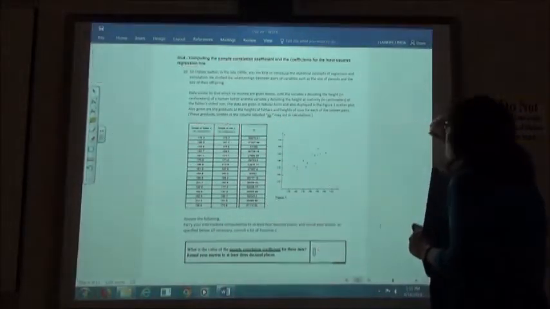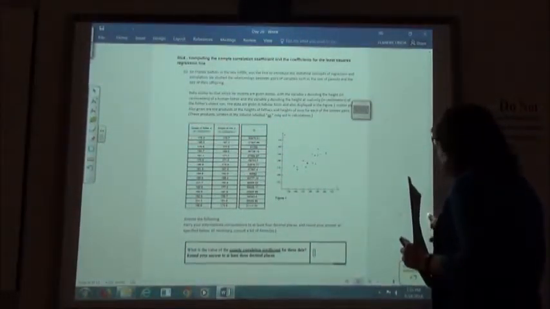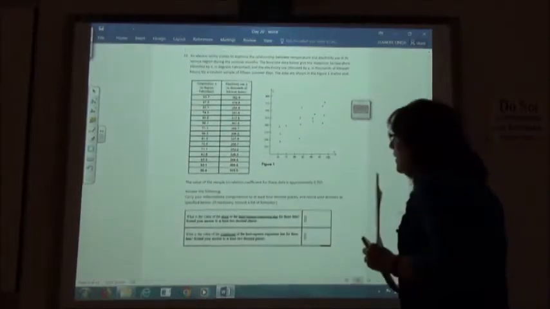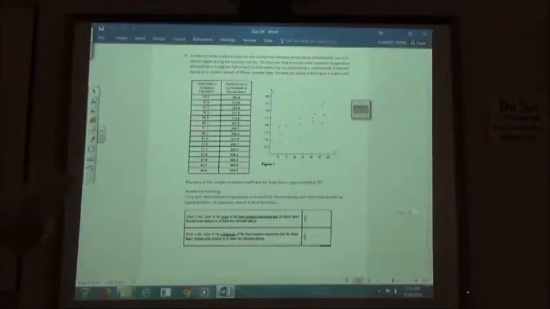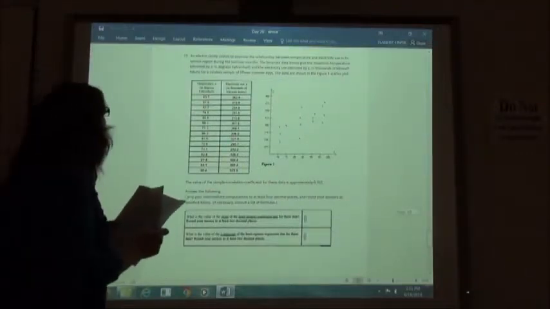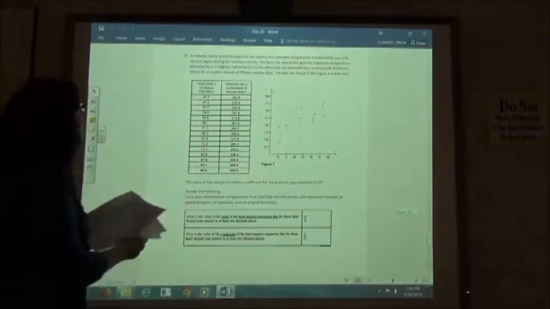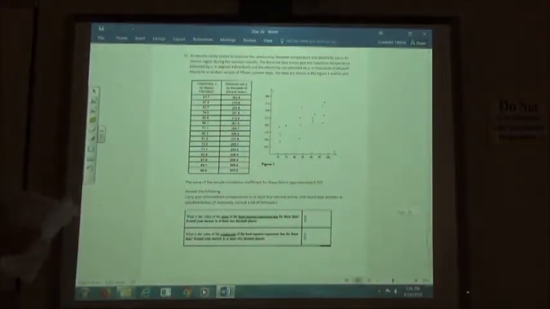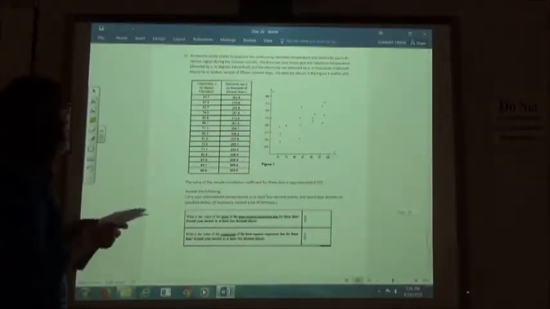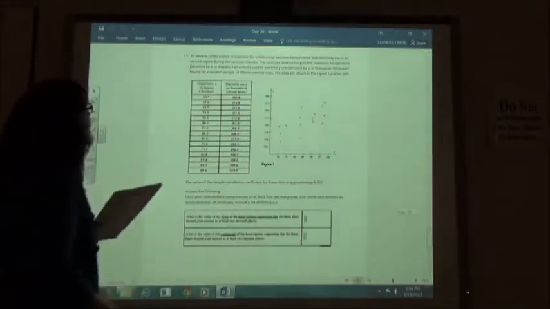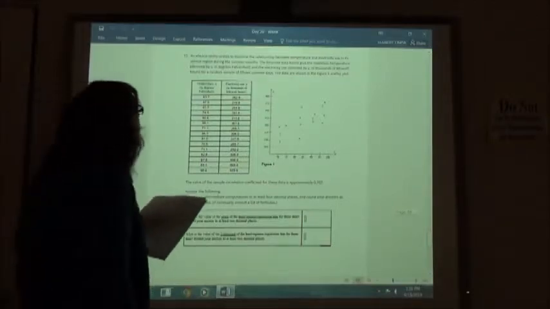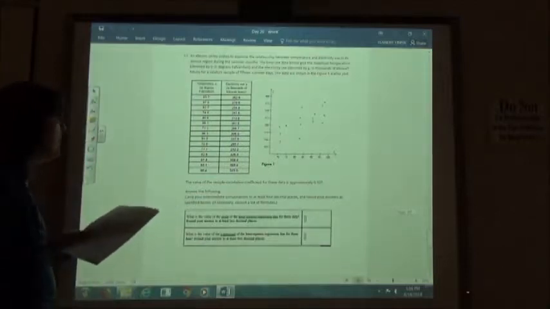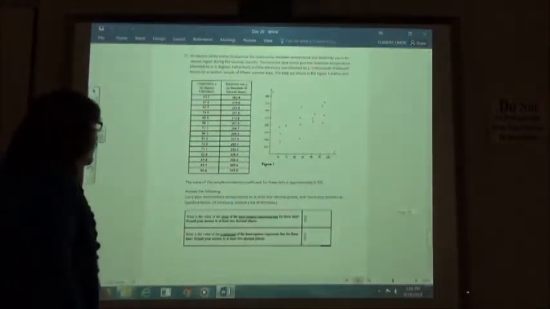All right, number 11. Number 11 says an electric utility wishes to examine the relationship between temperature and electricity use in its service region during the summer months. The bivariate data below give the maximum temperature, denoted by X in degrees Fahrenheit, and the electricity use, denoted by Y in thousands of kilowatt hours, for a random sample of 15 summer days. The data are shown in figure 1 in the scatter plot.